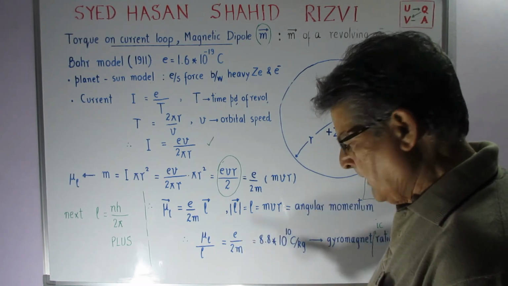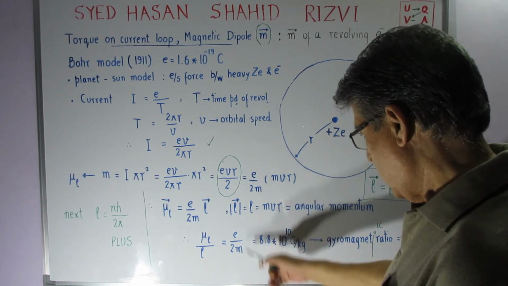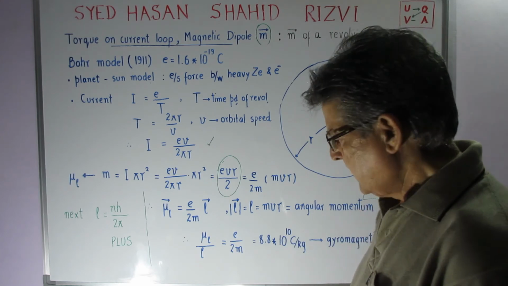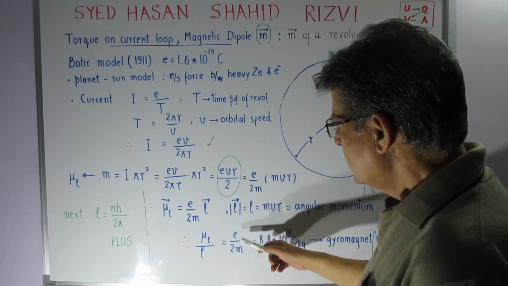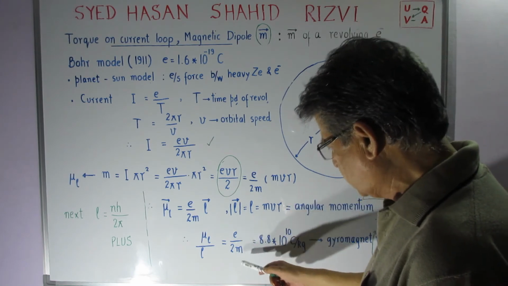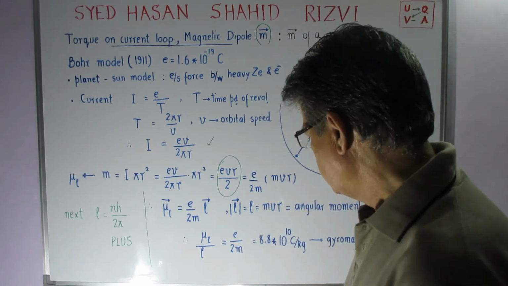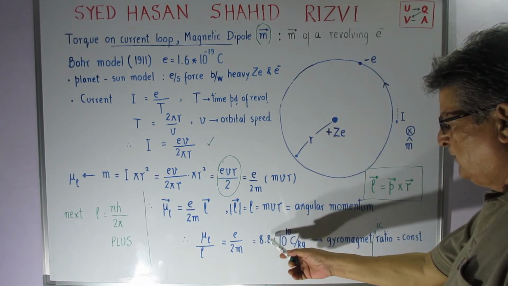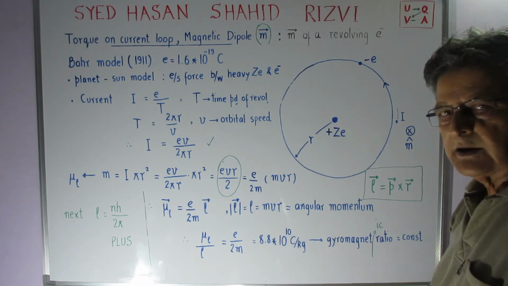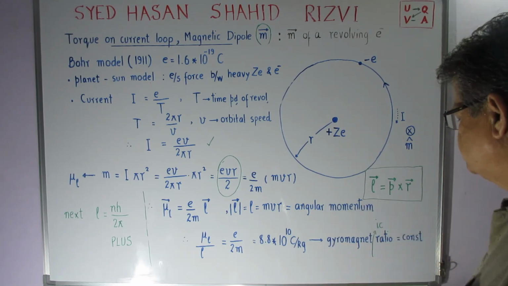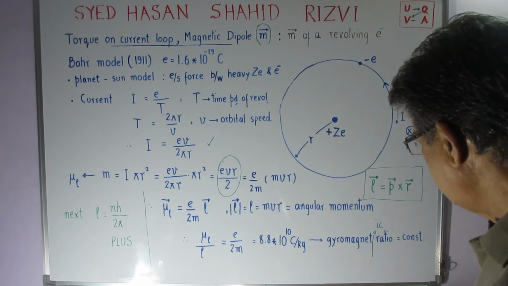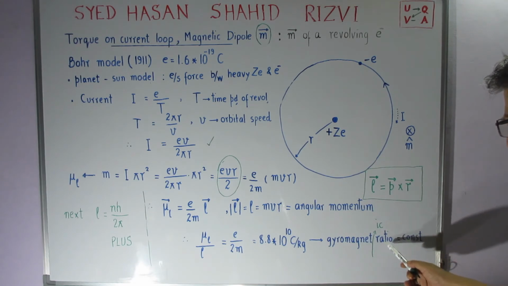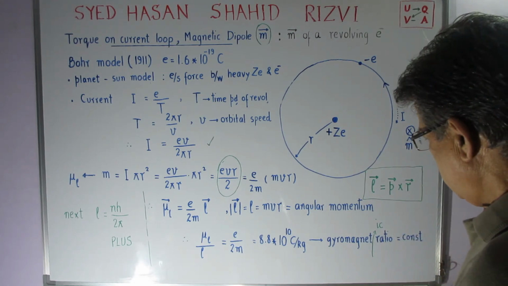Now friends, E upon m is, as I told you, the ratio of the charge to the mass of the electron, and this is a constant. This is also called the specific charge of an electron. If we calculate this, it turns out to be equal to 8.8 into 10 to the power of 10 coulombs per kilogram, which is a constant, and it has been given a name, gyromagnetic ratio.